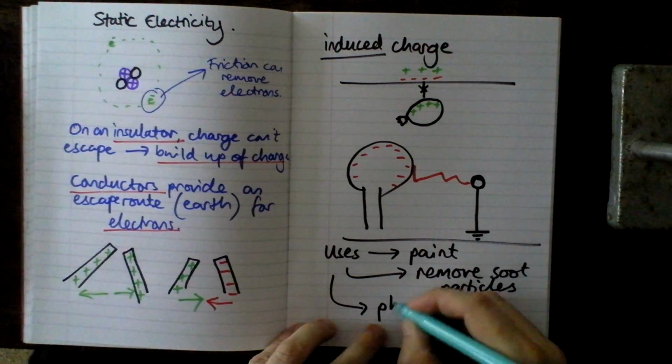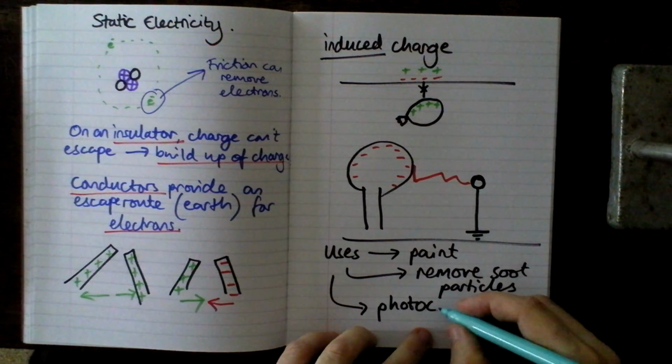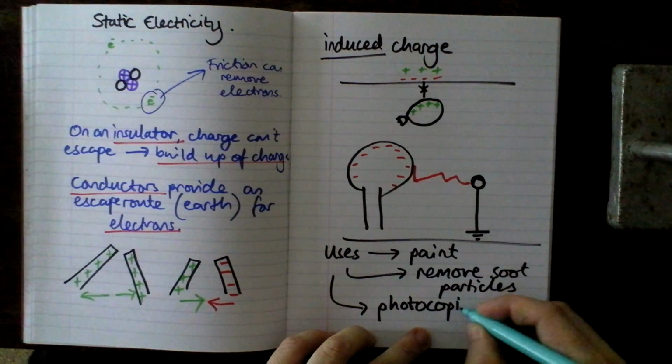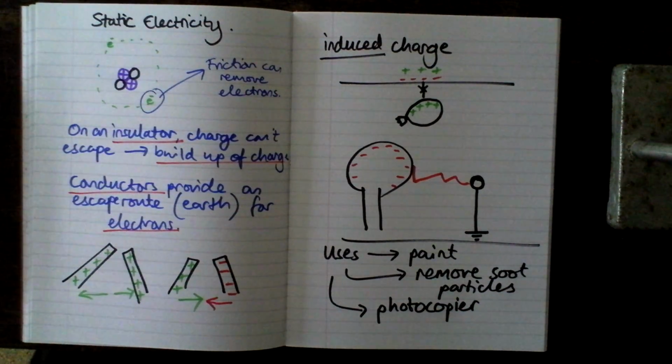I can use static in a photocopier. I use something called a photoconductive material, something that only conducts charge when I expose it to light. And as I shine light on this charged surface, the charge disappears in the bits I want to be white, and the black lines that remain keep a charge that allows them to attract the toner particles.